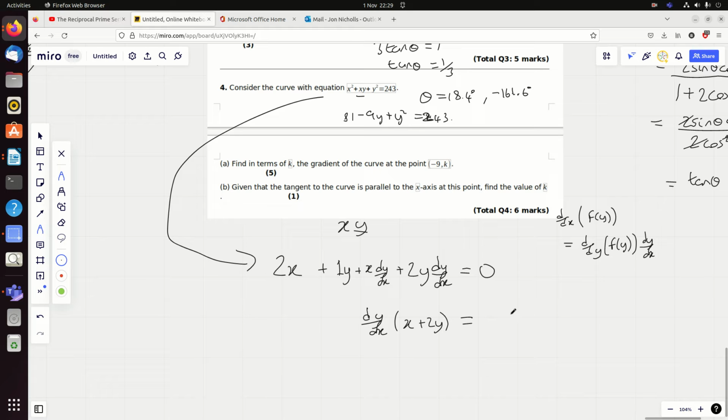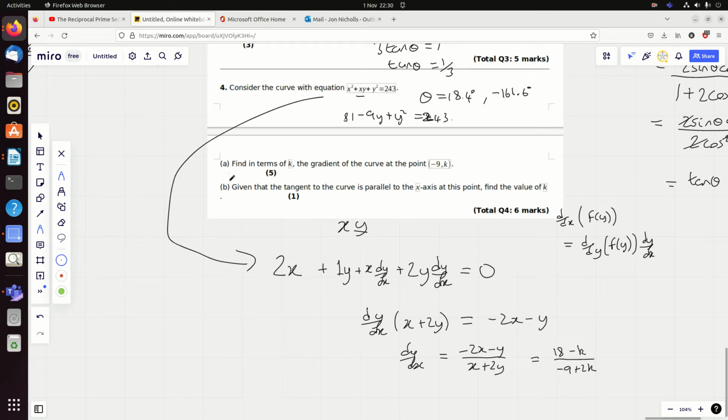I'm going to take these two terms on the other side, and now I'm going to divide it. It almost looks like it should cancel there, but it doesn't. And now they want to know the gradient in terms of k at this point. So I'm just going to plug in this point. So I'm going to get 18, because minus 9 times minus 2 is 18, minus k, over minus 9 plus 2k. And that is it. That's all you've got to do. So that's kind of nice.